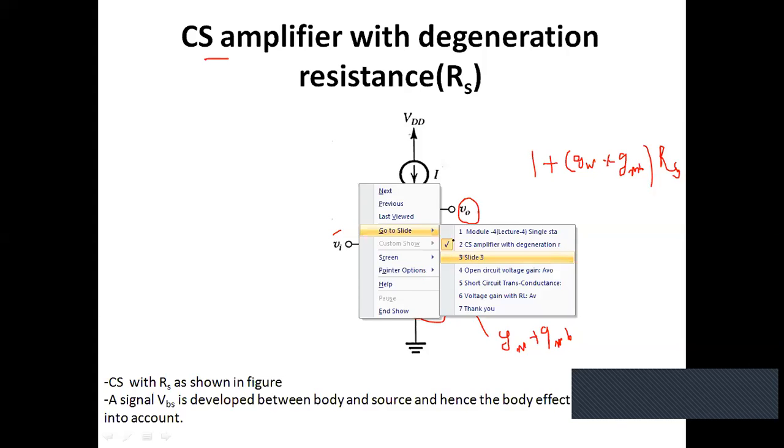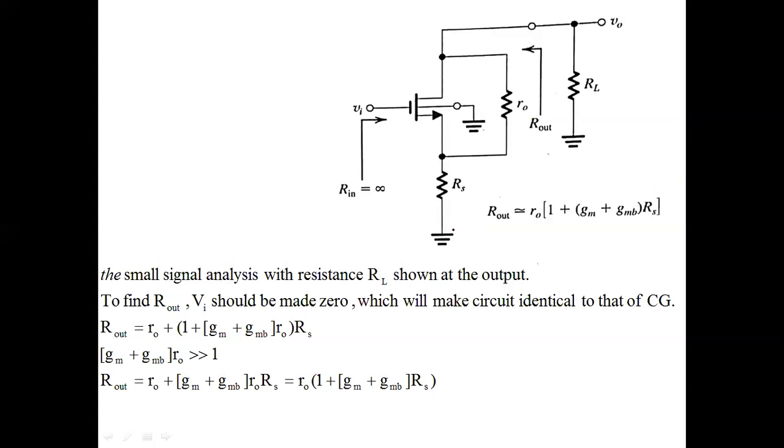Now I'll go to the next slide. You can see here I'm going to draw the AC circuit. Whenever I am drawing the AC circuit, remove the current source I and connect the load RL. The applied voltage VI will be converted into current; that current we'll see afterwards. Now the body and source are not at the same potential level, so I considered the resistance at the source to be 1 over GM plus GMB.